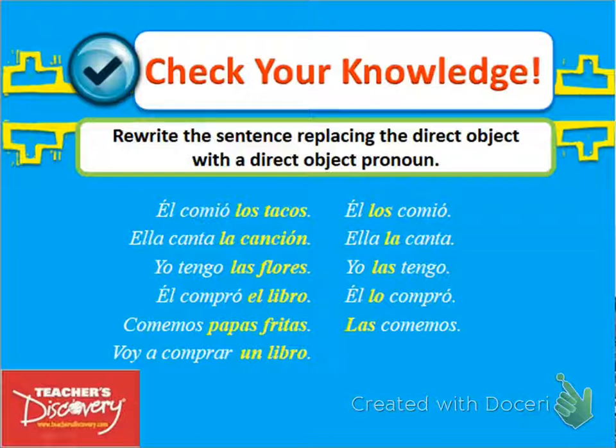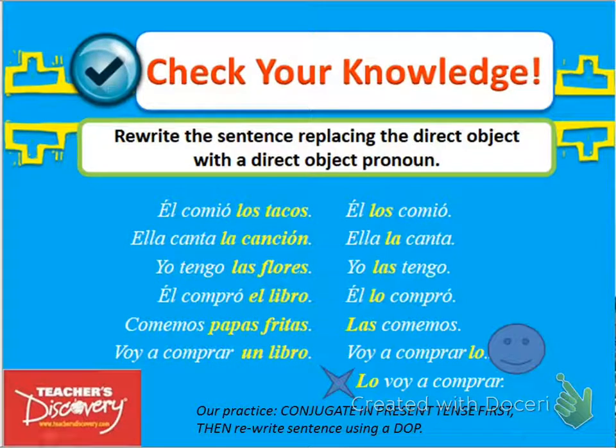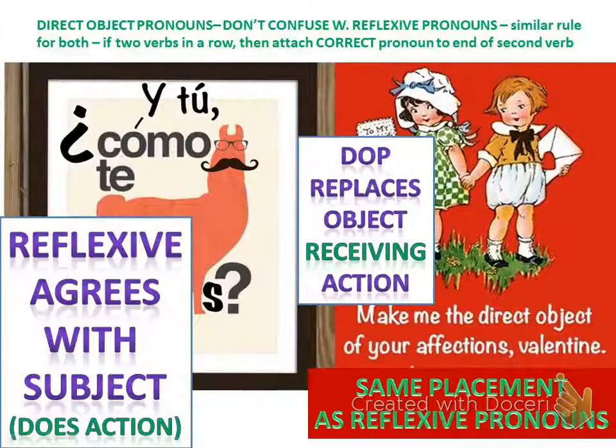So you're going to still take away what's receiving the action, what's being bought, and replace it with a direct object pronoun. Instead of putting it before the first verb, you're going to attach it at the end of the second verb. You're still not going to conjugate that second verb. Two verbs in a row, don't conjugate the second one. Attach your direct object pronoun at the end that's still replacing the object receiving the action. Okay, so the placement is the same as your reflexive pronouns, but now we are rewriting sentences, restating something using a direct object pronoun instead of the object of the sentence.